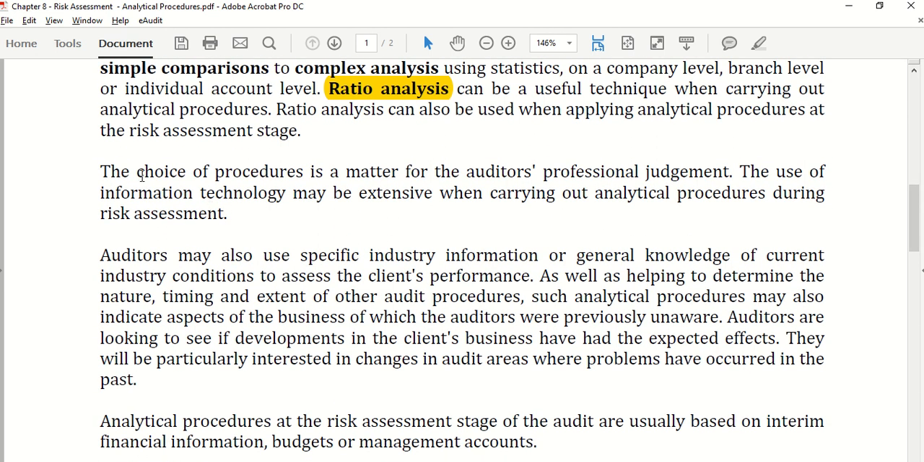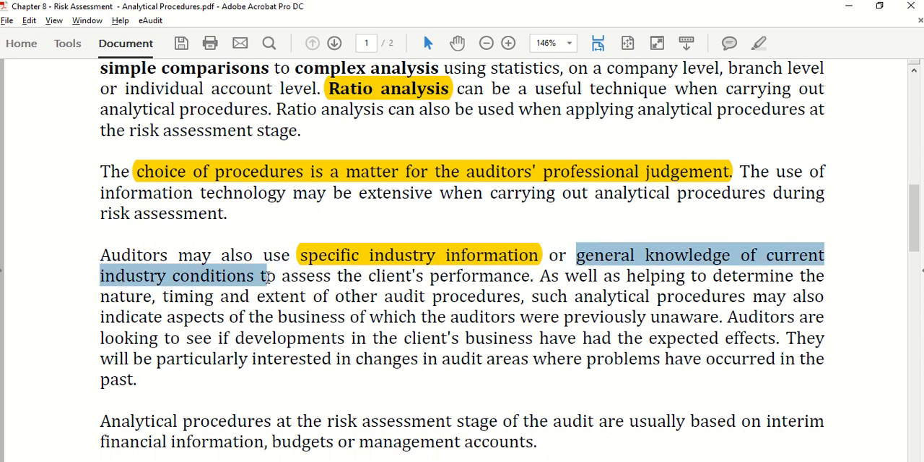Whatever method is used by the auditor is based on his professional judgment, right? Maybe for some clients ratio analysis will be applicable, but for some clients the ratio analysis may not be applicable as it is. So in that case, the auditor has to use his judgment to determine which method to apply for this client to do an analysis or analytical procedures, right? Sometimes the auditor can use specific industry information, or he can use some general knowledge of the current industry conditions when determining this ratio analysis.